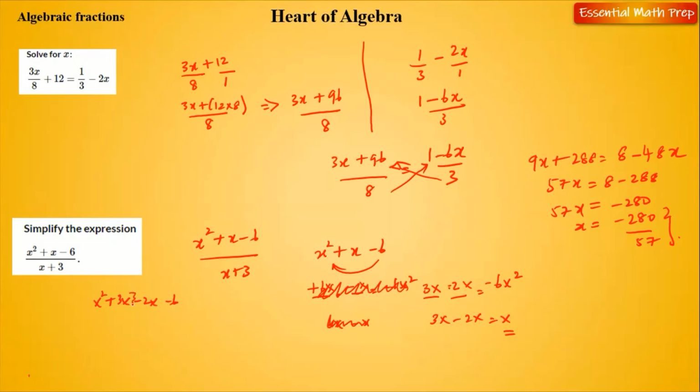So if you split this into two halves and you take x as a common factor, so x minus 2 plus 3, so we have x minus 2 times x plus 3 over x plus 3. x plus 3 cancels out, which leaves us with a simplified expression of x minus 2 as the final answer. Simple.